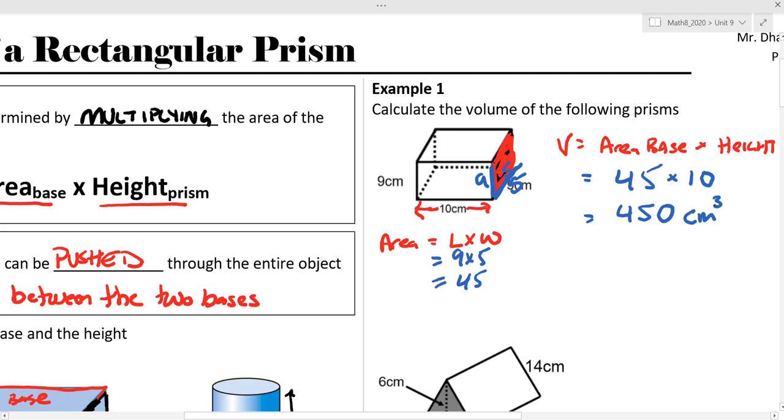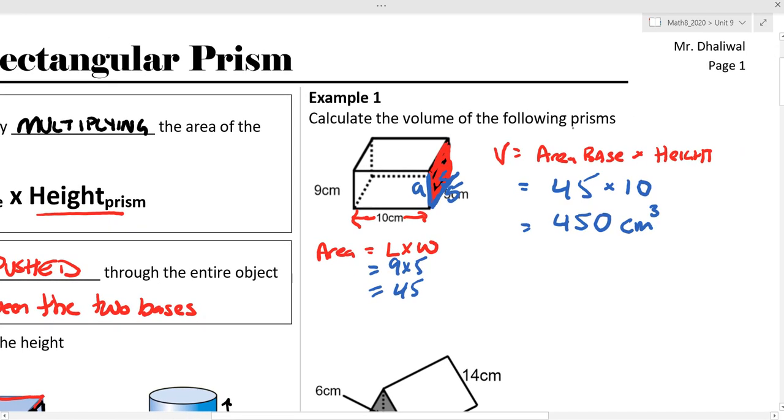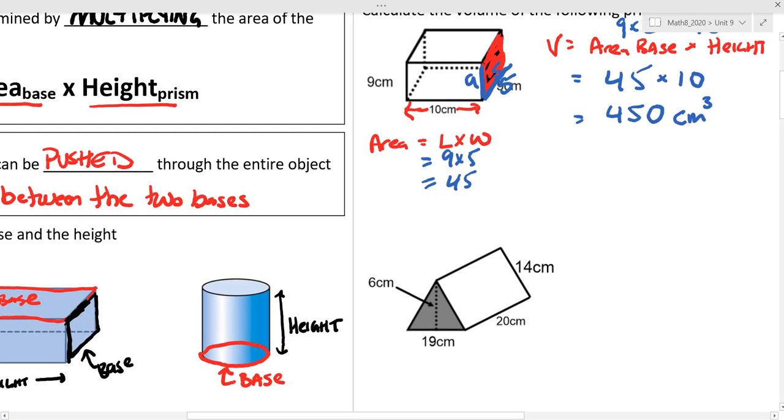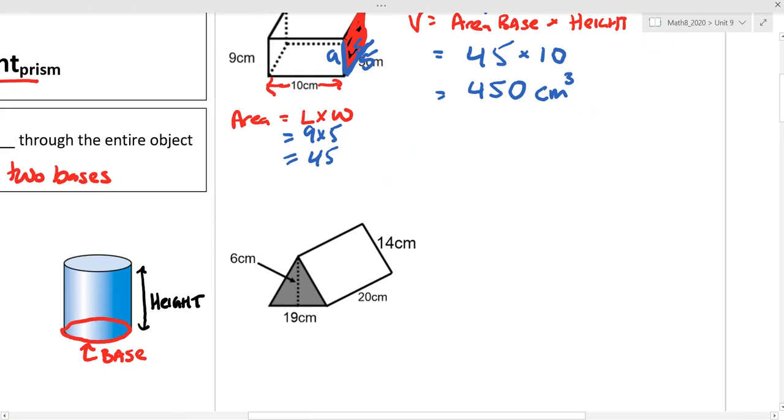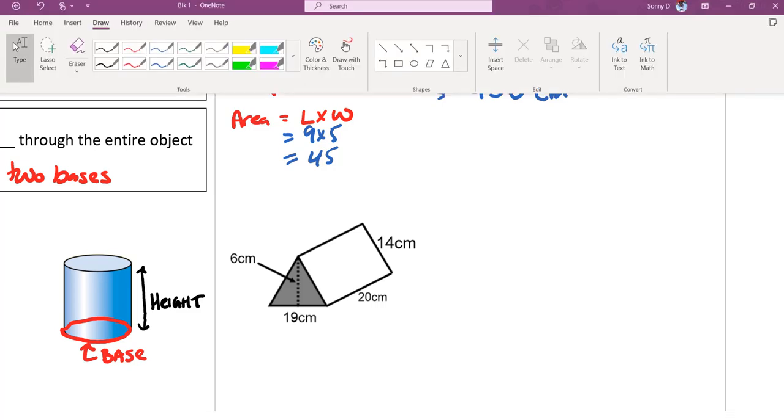Now, you don't have to do this in two steps. You can do this all in one step in your calculator. It depends on how comfortable you are. You could say, I know the area is 9 times 5, I know the height is 10, and do it all in one step in your calculator: 9 times 5 times 10. That's fine if you're comfortable doing it. I'm just breaking this down into two pieces. Okay, let's do one more.